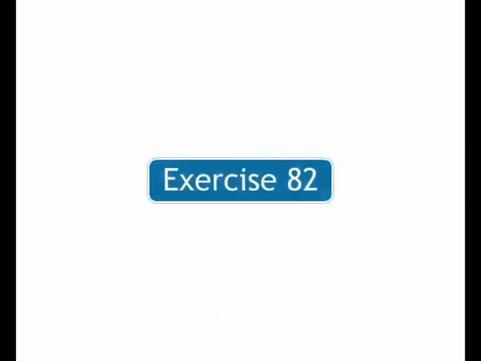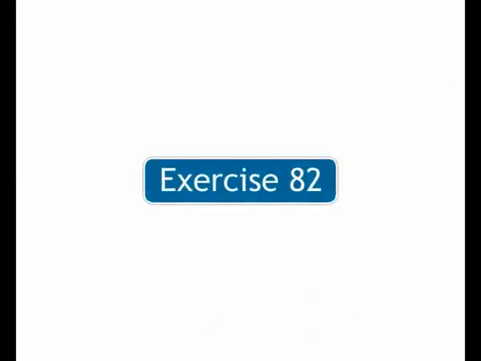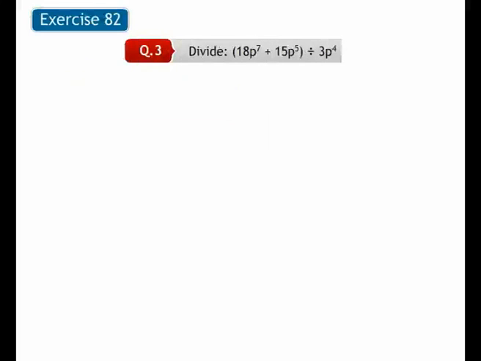Now let us solve exercise 82, question 3. Divide. Open bracket 18p raised to 7 plus 15p raised to 5, close bracket, divided by 3p raised to 4. This is again the same type of sum as we have solved earlier.